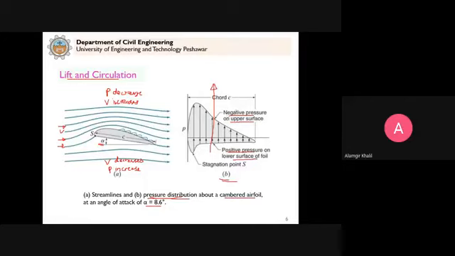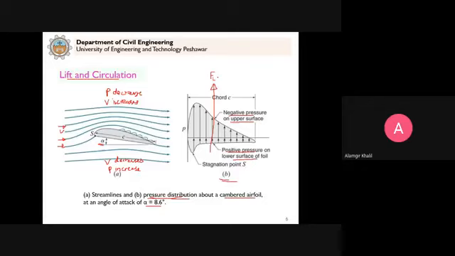Because of this pressure difference, a net force will be developed in the upward direction. If we did not have a pressure difference, there would be no force acting. Since this force is normal or perpendicular to the relative motion of the fluid and the body, we call it the lift force. Clear?